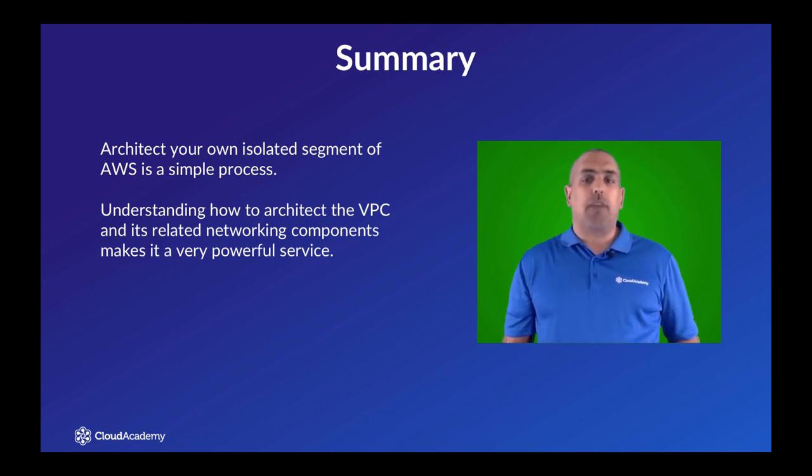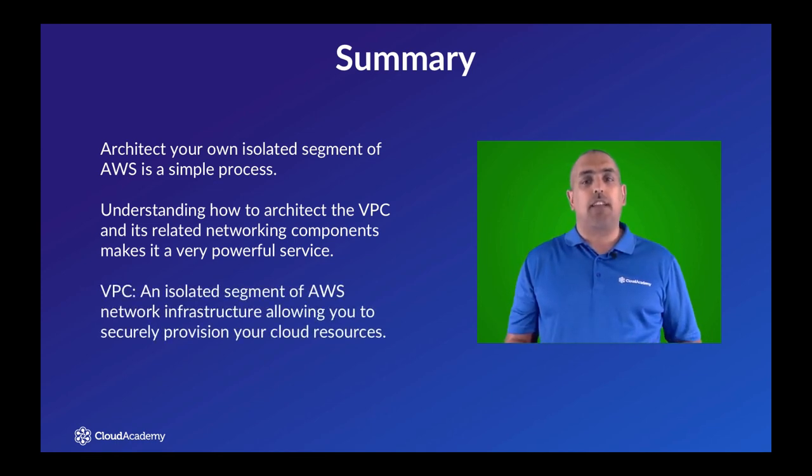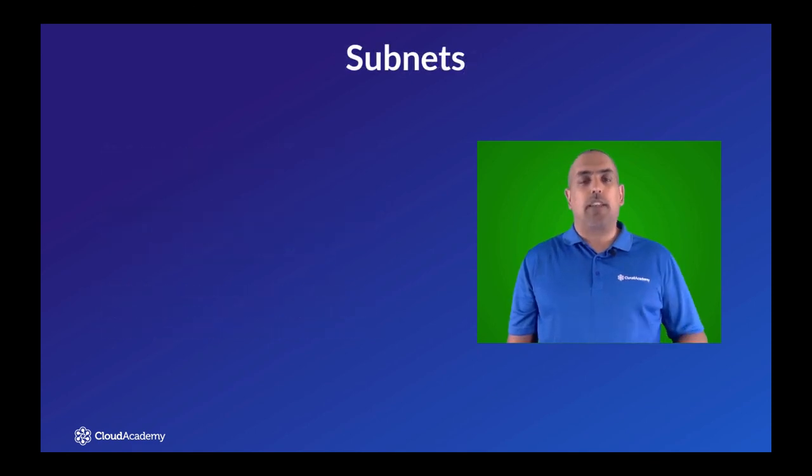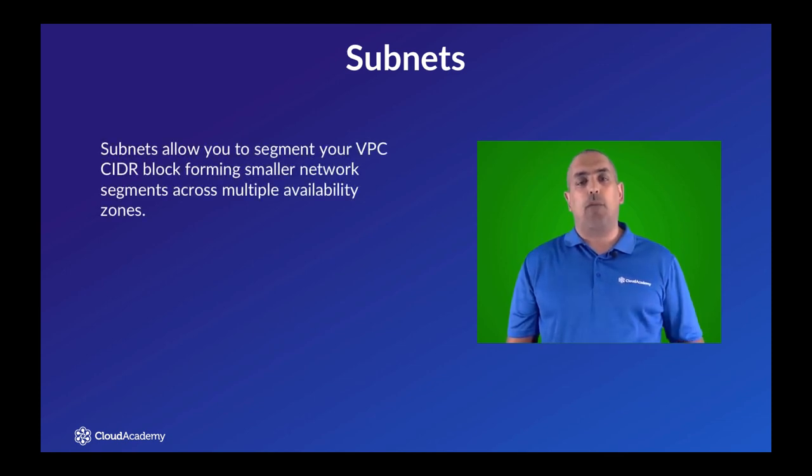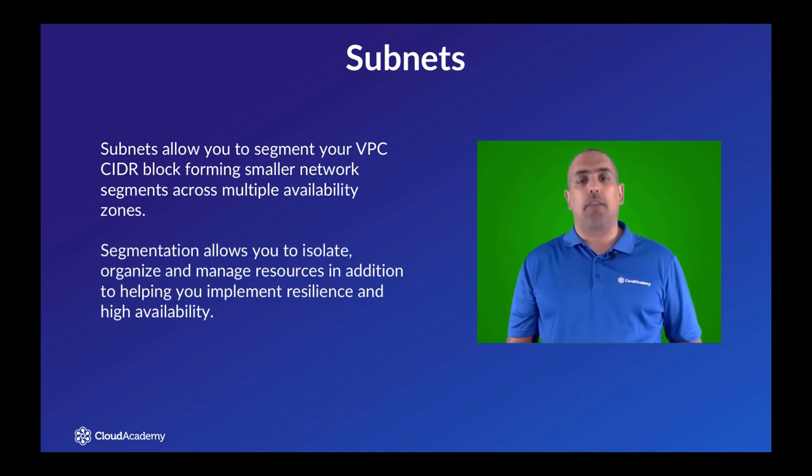I started off by explaining what a VPC is and how it fits within the AWS public cloud. The VPC can be defined as an isolated segment of the AWS network infrastructure, allowing you to securely provision your cloud resources. This then led on to a discussion surrounding subnets. I explained that subnets allow you to segment your VPC CIDR block, forming smaller network segments across multiple availability zones within your VPC region. This then helps you to isolate, organize, and manage your resources, in addition to helping you implement resilience and high availability.